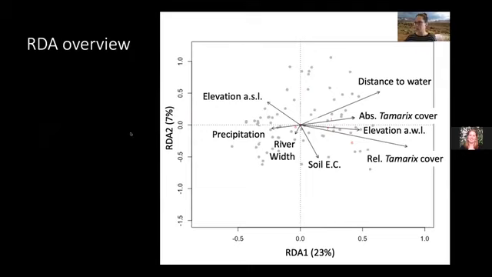In this figure, I'm starting out with just the environmental factors that define these axes. So you can ignore these little red numbers. And the length of an arrow is relative to the importance of that variable. So at high levels of RDA1 here, we have sites that are far from water, have high Tamarix cover, both absolute and relative, and high elevation above water level. So these sites are far away from the elevation and precipitation, so that means they have lower elevation above sea level and lower precipitation. So these are our dry Tamarix dominated sites.